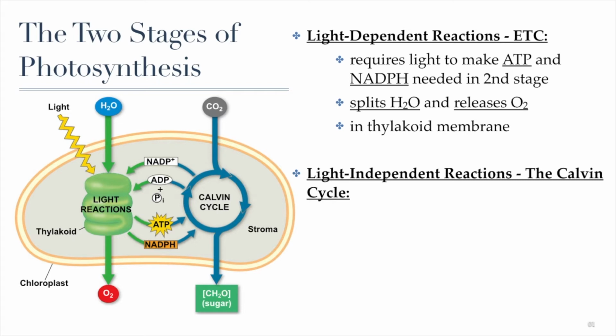The light-independent reactions are basically a series of chemical reactions collectively known as the Calvin cycle, and their whole purpose is just to form sugar, to form carbohydrates using carbon dioxide gas from the air. And they take place in the stroma of the chloroplast, not in the membranes, in the stroma, in that empty space in between the thylakoid stacks.